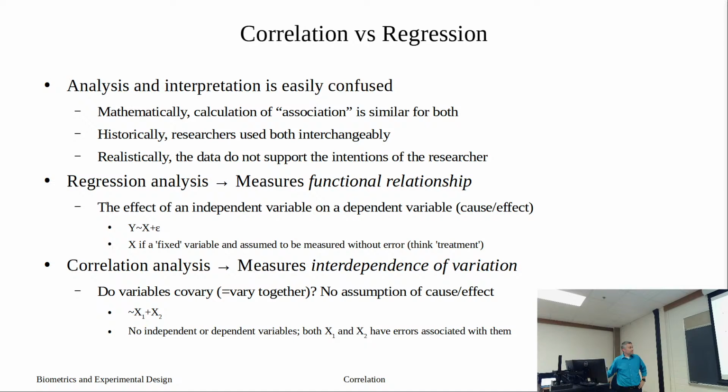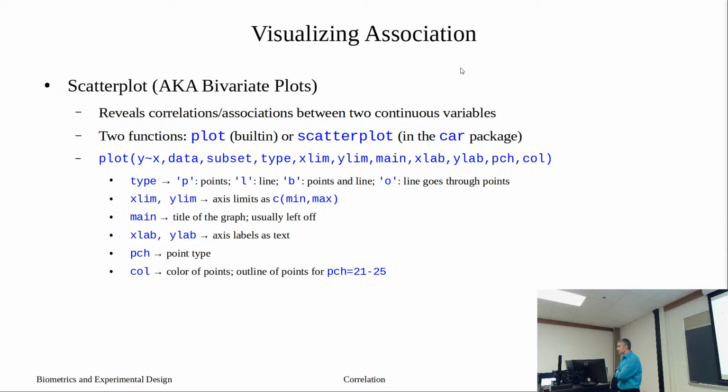Let's talk about visualization. So what happens if we have two or more continuous variables? What kind of plots do we use? Well, we're going to use a scatter plot now, also called a bivariate plot. If you have three continuous variables, maybe you do a three-dimensional scatter plot. That's a possibility. Or you do a couple of scatter plots, just making sure you hit all possible combinations. Now, the scatter plots are going to reveal the correlations or associations between two continuous variables. The built-in plot function will recognize that you're working with two continuous variables and make the correct plot.